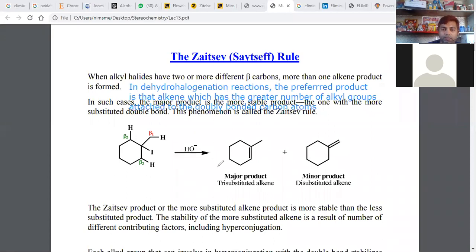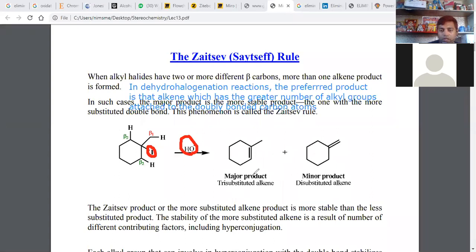We can see here, this is the halogen atom, and this is beta carbon: beta 1, beta 2, beta 3. So three different beta carbons are there. In the presence of a base, this molecule undergoes elimination reactions. We have two alkene products: one is the major product and the other is the minor product.